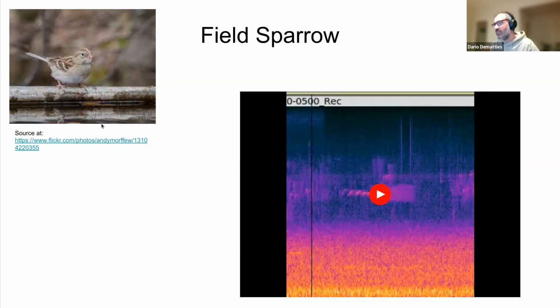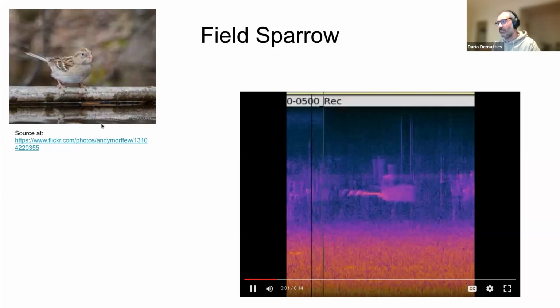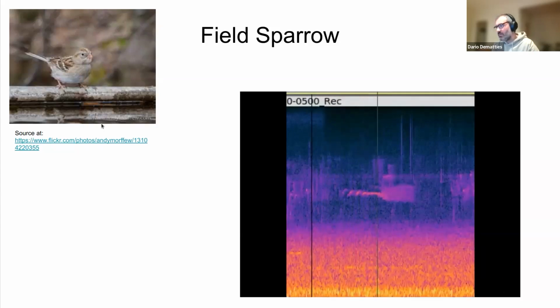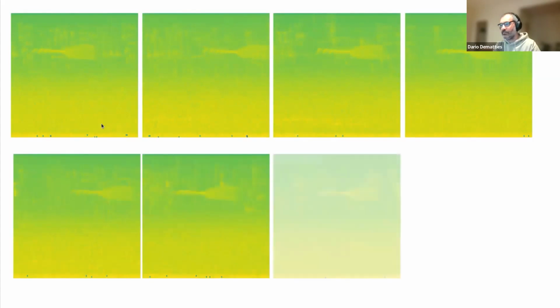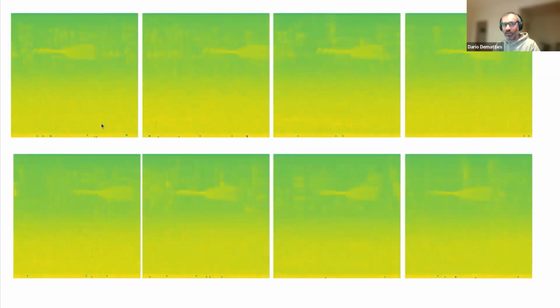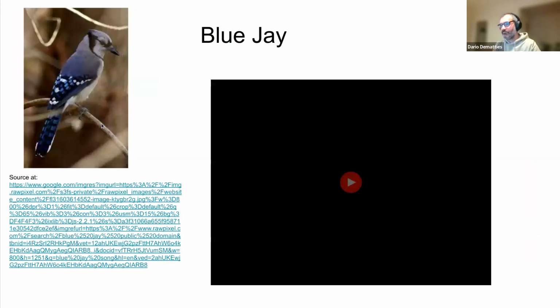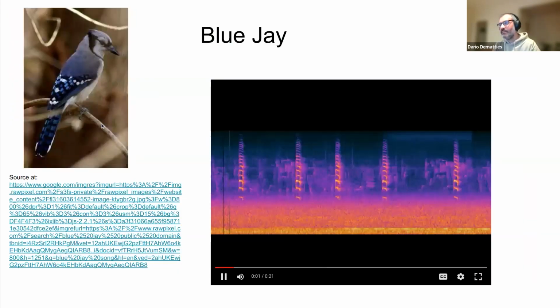This is a field sparrow. BirdNet is struggling with this because it is too much in the background, sorry. But our network is bringing it very consistently. No matter if it is truncated, has noise, whatever, it is bringing it together. Now you have a blue jay here. BirdNet and our network are both working really well.